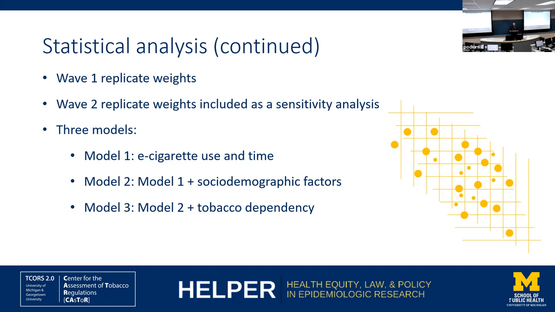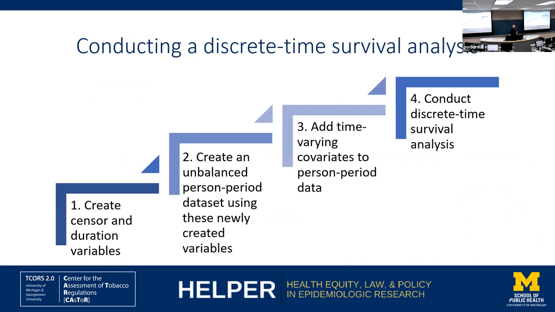If you have questions or comments, things we can think about, I'm happy to talk about it. But I'm just going to show you three basic models. E-cigarette use and time just by itself. In the second model, I'm going to add some sociodemographic factors. And in the third model, I'm going to add in tobacco dependence. I'll show you what the results look like. Again, this is just to show you how the stuff works.